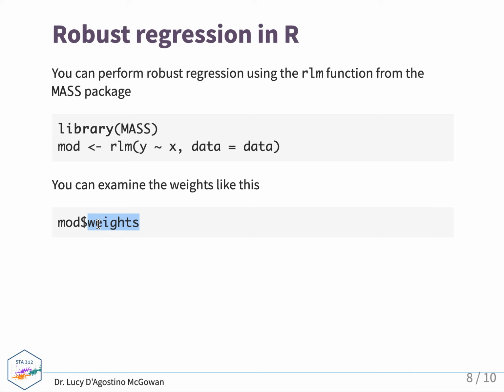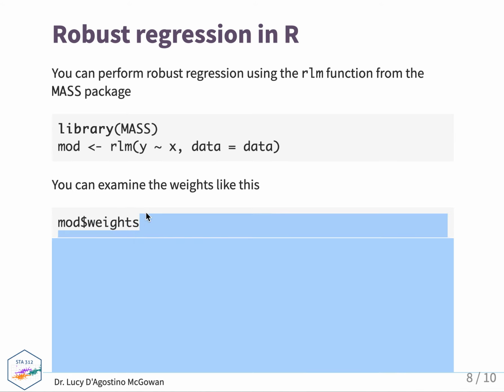And so what that's going to mean is basically they're going to be 1 for observations that sort of look like they're in the normal range. And for extreme observations, ones that seem like they might be outliers, they're going to be downweighted, so they'll be less than 1. And so you can look at those weights to get an idea for which observations were potentially a little more extreme.